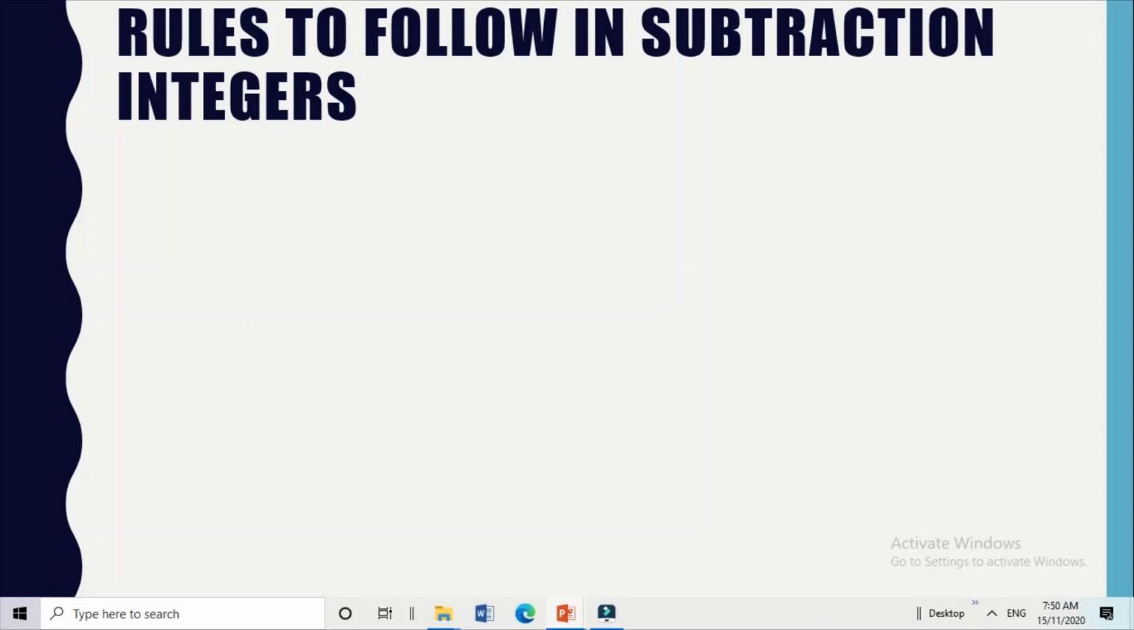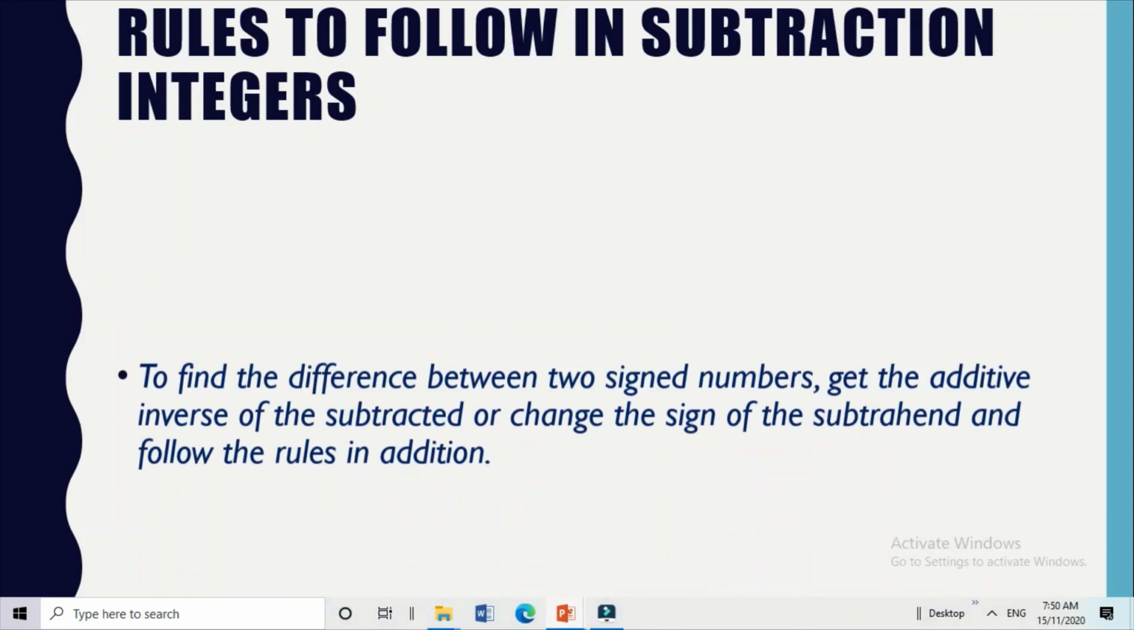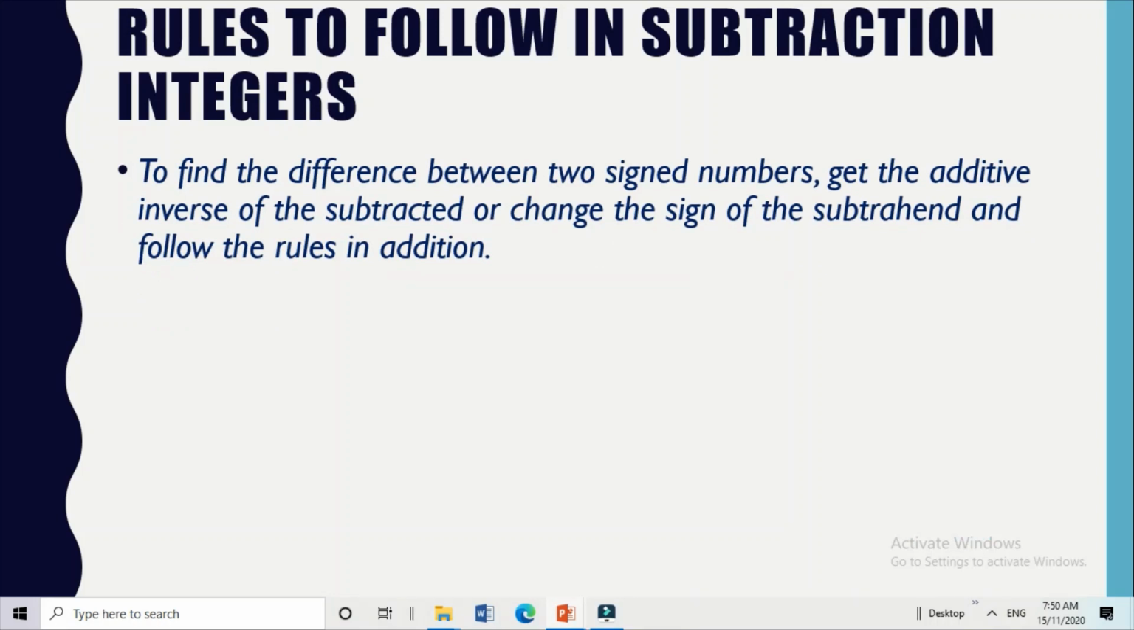So next, rules to follow in subtraction of integers. First, to find the difference between two signed numbers, get the additive inverse of the subtracted or change the sign of the subtrahend and follow the rules in addition. What does it mean?